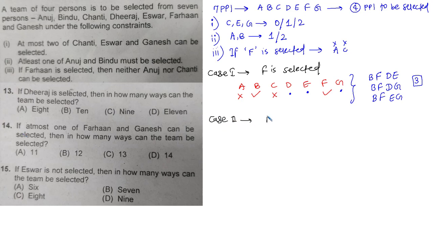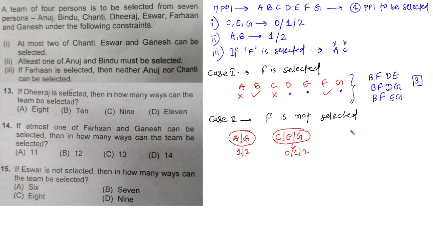Second case is F is not selected. Over here we need to choose at least one among A and B. At least one among A and B, one of them or both of them. We need to select 0 or 1 or 2 among C, E and G. 0 or 1 or 2.